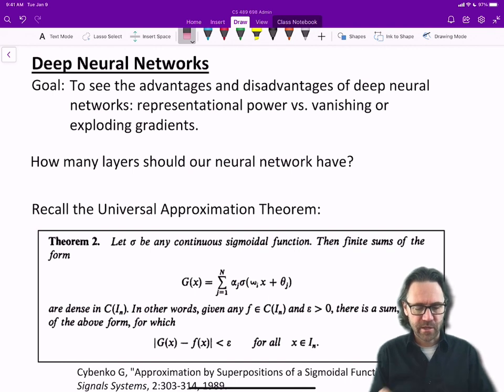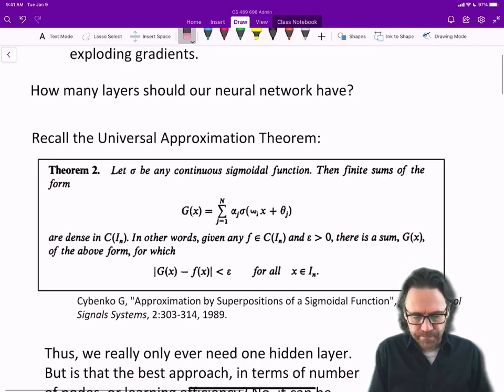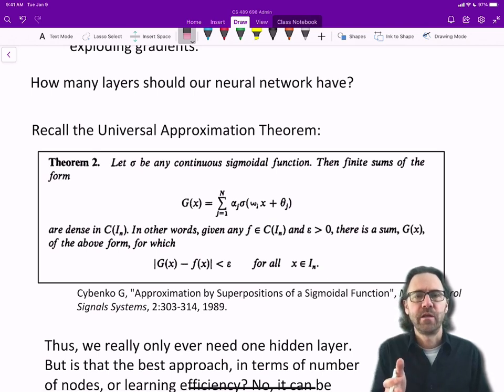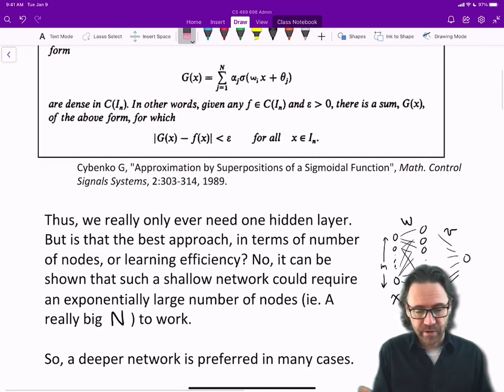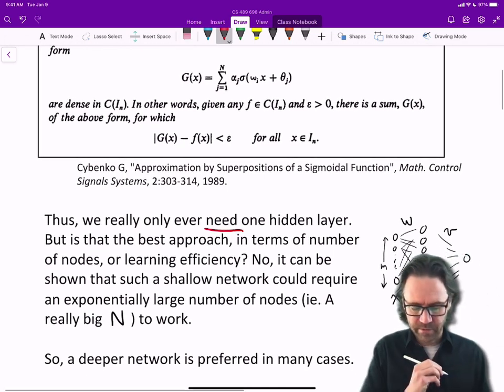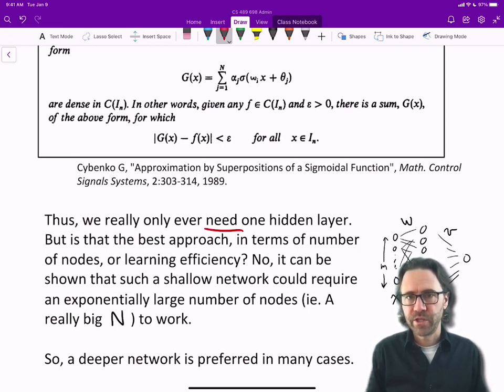So let me get into that. How many layers should our neural network have is a question that you could ask yourself. Recall the universal approximation theorem that I described before. It basically says that given any function you want, you can get arbitrarily close to modeling that function with a single hidden layer. That's great. So we really only ever need one hidden layer. But is that the best approach? In terms of the number of nodes or the learning efficiency, no, we can usually do better.